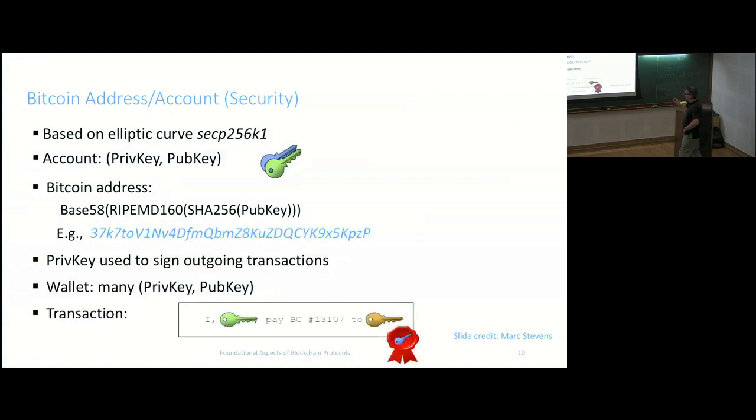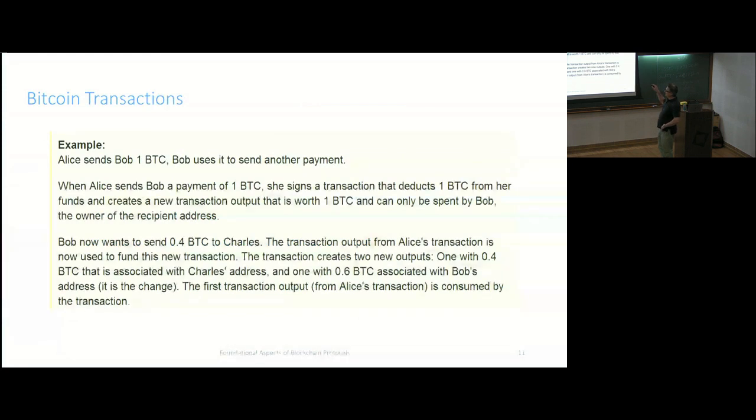A transaction would look like this. This account is moving funds to this account, all right? And here's an example with Alice and Bob, and how they transfer funds from one to the next. First, Alice sends to Bob, then Bob gets it and splits it, sends part to Charles and keeps the remainder.